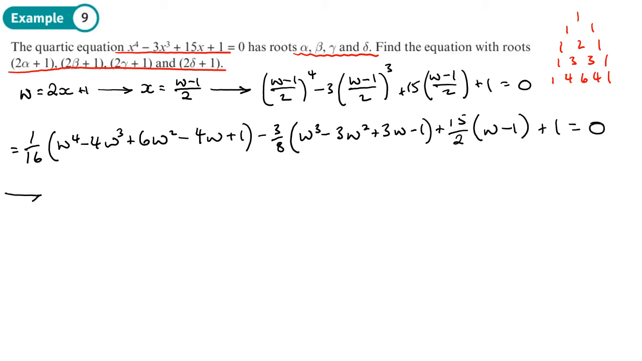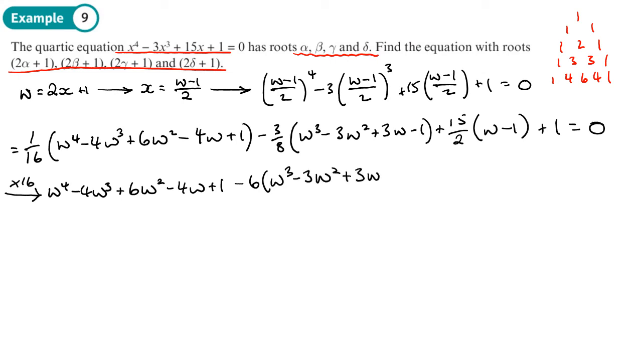Now, I want to get rid of fractions. We're going to times everything by 16. So we get w to the 4 minus 4w cubed. So basically, we get rid of that fraction at the front of the first one. And I've got minus 3 over 8. So if I take minus 3 over 8 and I times it by 16, I get negative 6. So everything in here is going to get multiplied by negative 6. Then I've got 15 over 2. I've got to times that by 16, that's 120. And we mustn't forget to multiply that 1 by 16 as well. It's easy to miss.